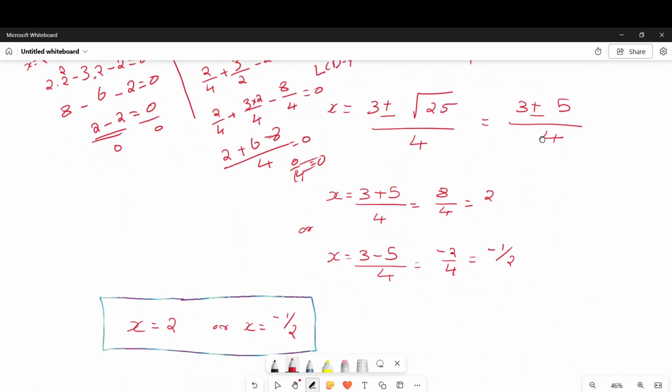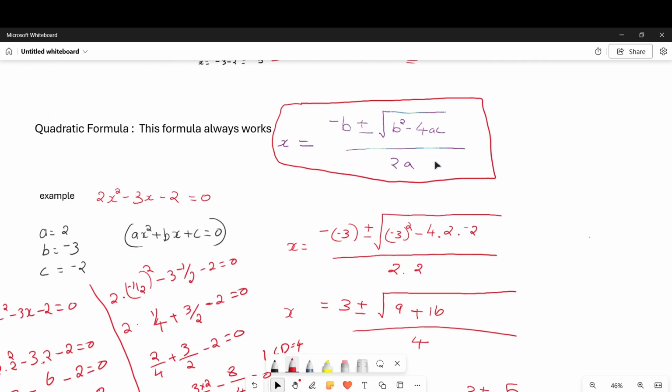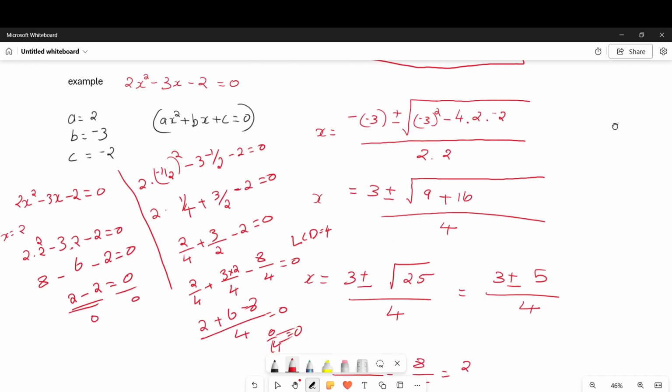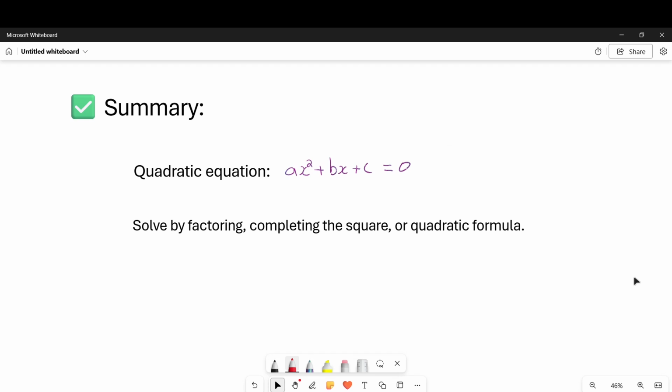This formula is very important. You need to memorize this one. It will work for every quadratic equation. So let's go to the summary. There are only two things to keep in mind. What is a quadratic equation? Ax square plus bx plus c is equal to 0. This is the standard form, and it is solved by factoring, completing the square, or using the quadratic formula. So there are 3 ways we can solve a quadratic equation.